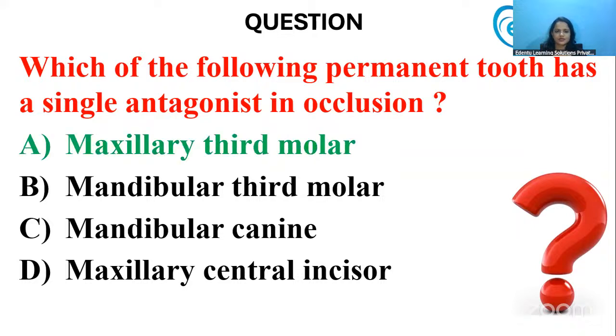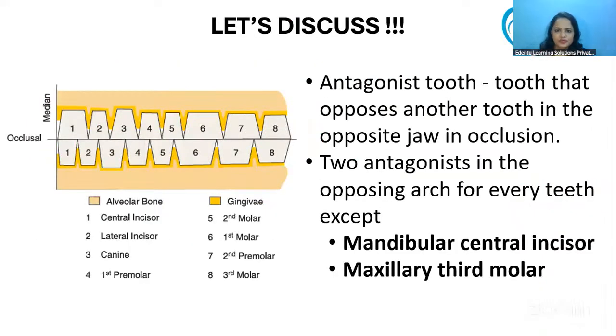I'll explain to you in detail. Antagonist teeth means the tooth that opposes another tooth in the opposite jaw in occlusion. To make things clear, the cusp is not shown here. Just a flat occlusal surface is seen so that it will be more clear for you. If you look at the maxillary central incisor, it is in contact with the mandibular central incisor and the lateral incisor. Look at the maxillary lateral incisor. It is in contact with the mandibular lateral incisor and the mandibular canine also.